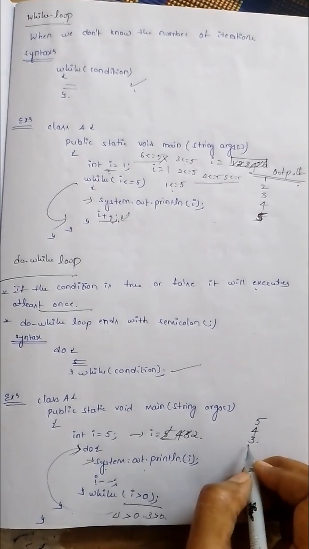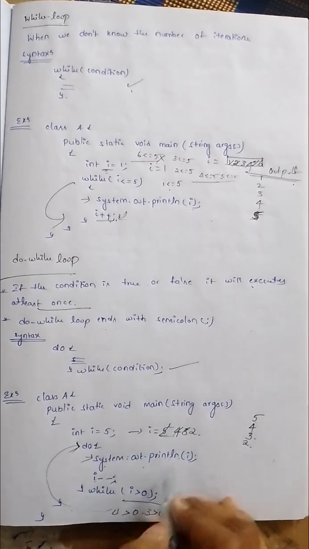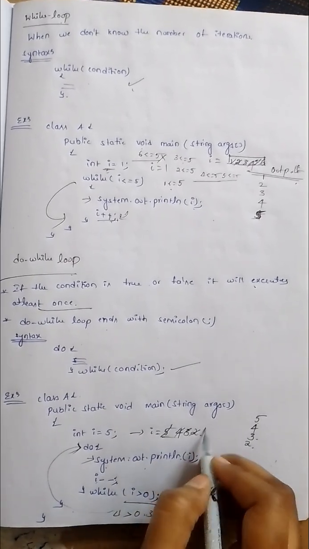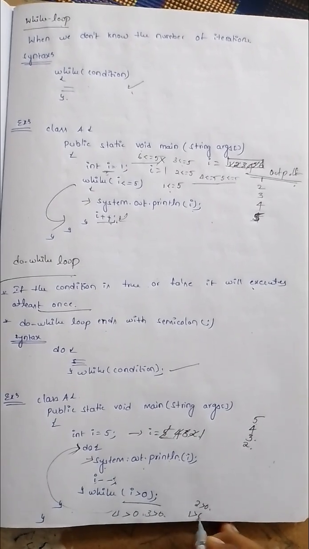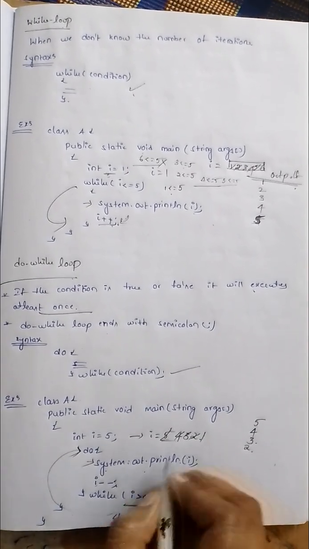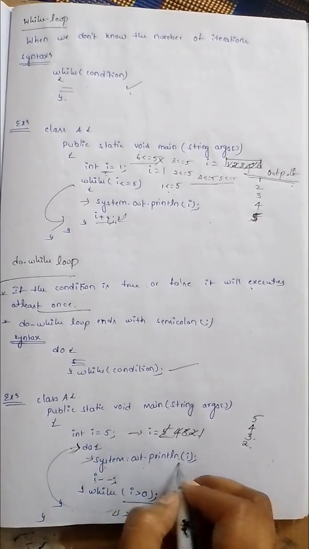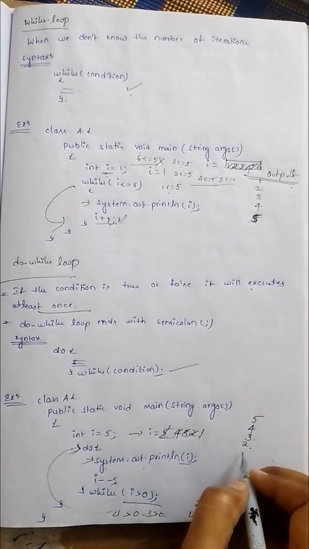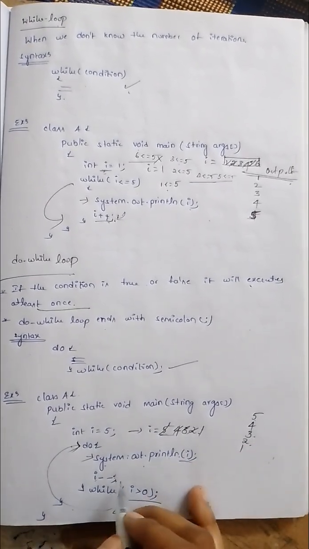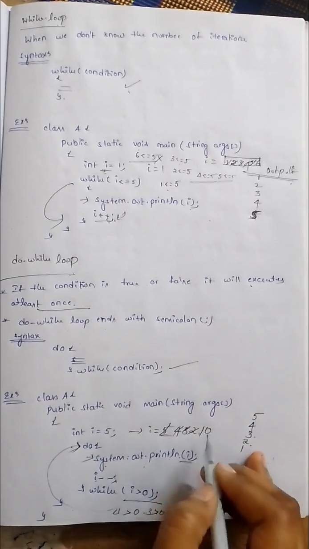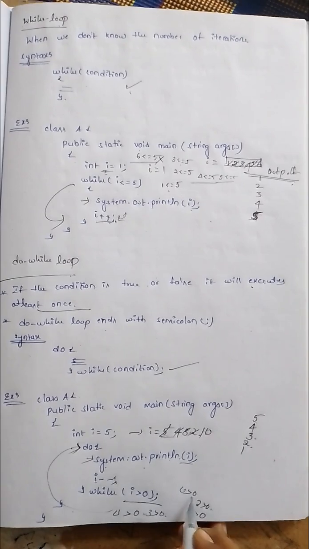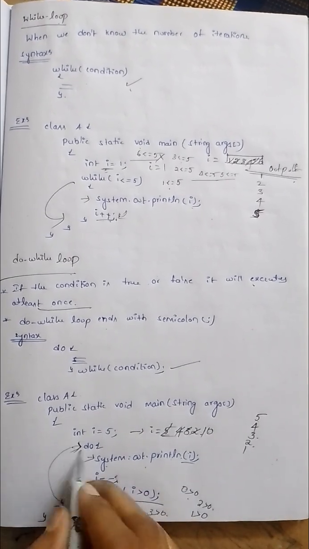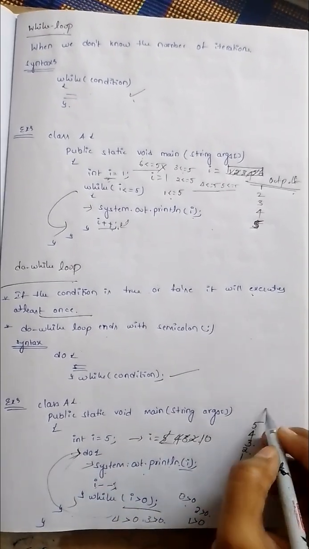It prints i value 2 and decreases it by 1. Now it is 1, and it checks the condition again. 1 greater than 0, condition is true. Again the cursor comes to the top and prints the i value. Now i value is 1. Print 1. Now i value is decreased to 0. It checks the condition: 0 greater than 0. Condition is false. So it will exit the loop. This is the output.